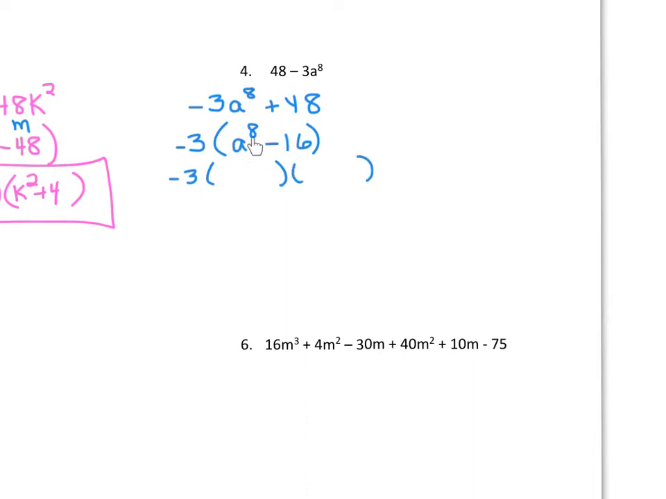And the square root of a to the 8th is a to the 4th, because a to the 4th times a to the 4th gives you a to the 8th. Remember, you add those exponents. Then we're going to make 1 plus and 1 minus. And the square root of 16 is 4. Okay, so this is what we have. That's supposed to be a 4; it kind of looks like a Y.